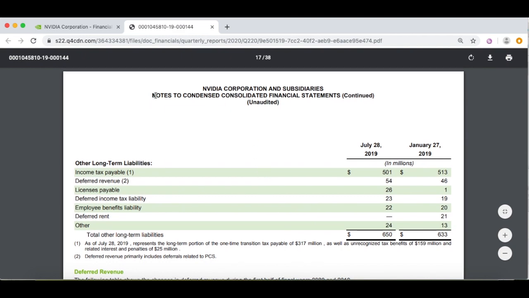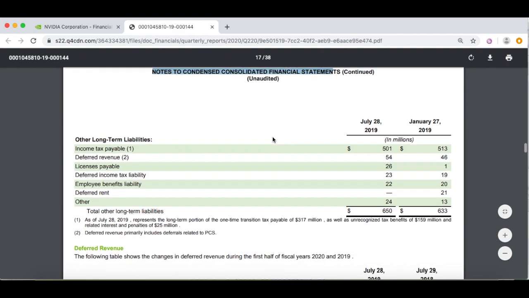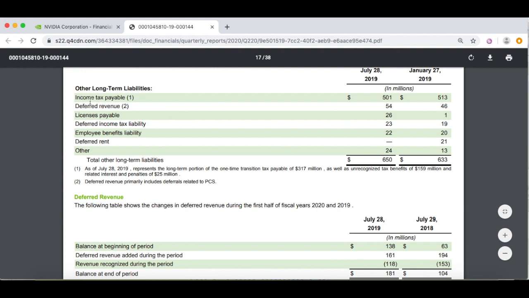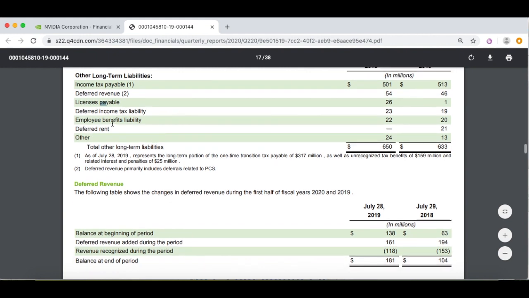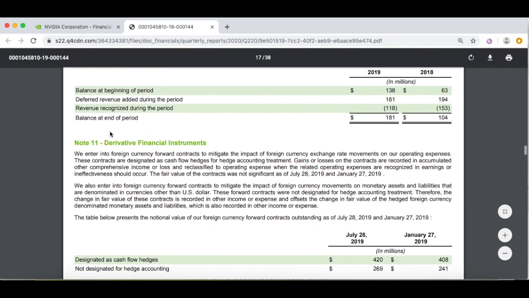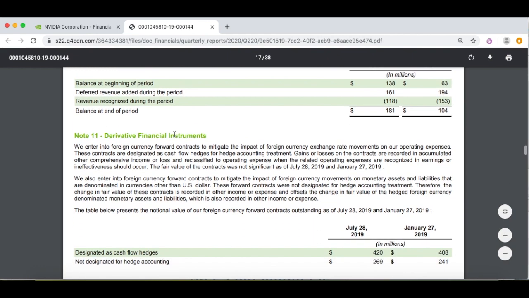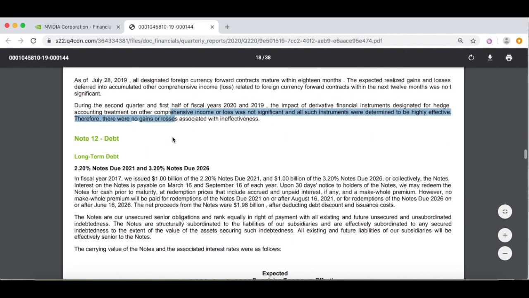Now we come down to more notes to the financial statements. We've got income tax. Again, it's giving you a little bit more color into their long-term liabilities. You have tax, you have deferred revenue, you have licenses, you have employee benefits, something interesting maybe for a GM or something like that. Maybe for some companies this might be a little high. Deferred rent, things like that. Again, just giving you a look deeper into some of this stuff.